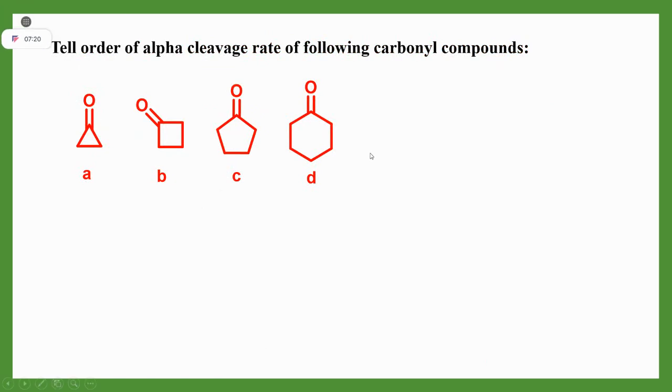So the first problem for today's session is, tell the order of alpha cleavage rate of the following carbonyl compounds. Take your time and start solving this question. Basically, you have to tell which carbonyl compound will undergo fast alpha cleavage. Okay, you start and let me tell you. See, basically, on cleavage, it will be like this, right?